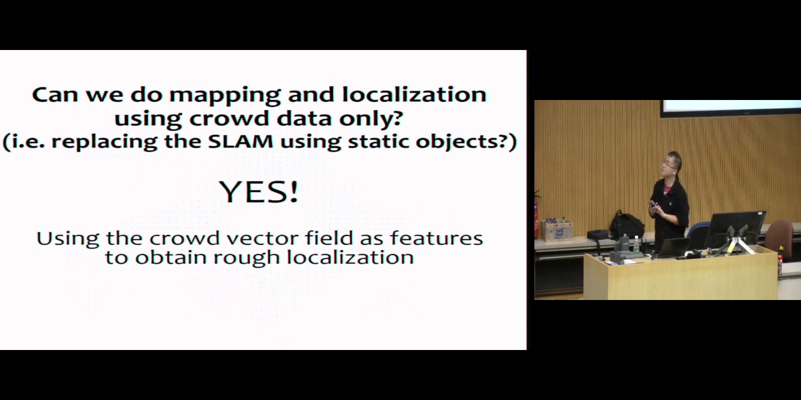Finally, one very natural question is: we have the mapping, so can we solve SLAM? Basically, can we do the mapping and the localization simultaneously? That is, we need to replace the SLAM algorithms that use static objects with ones that use moving objects. The answer is yes. You can use the crowd flow as features to obtain a very rough localization.